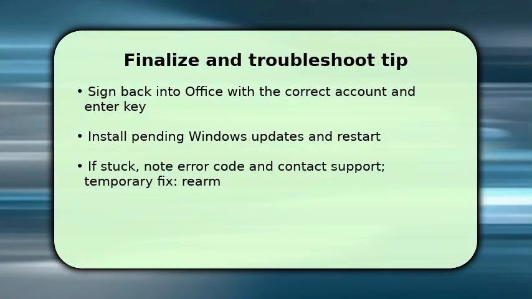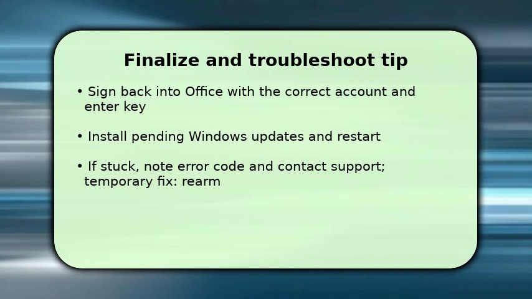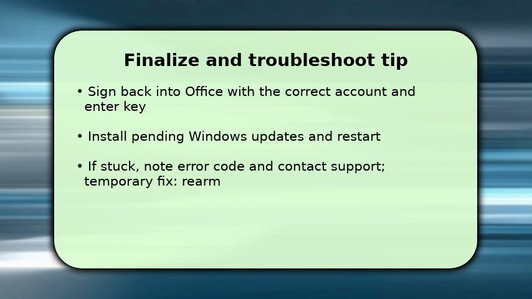You finish by signing back into Office using the exact Microsoft account associated with your license, then enter the product key if prompted. This ties the installation to your account for cloud validation. Make sure Windows updates are installed and reboot so underlying components are current.